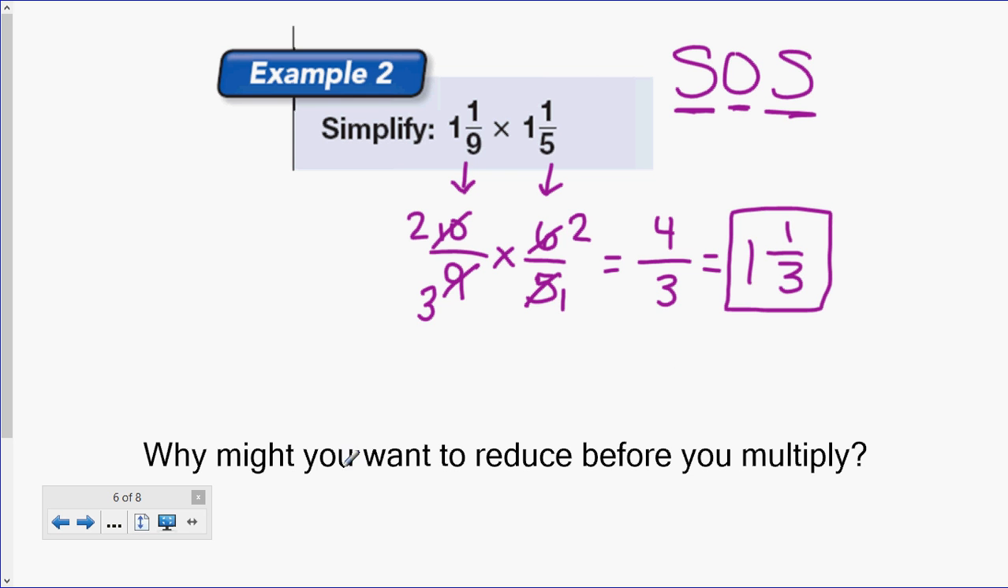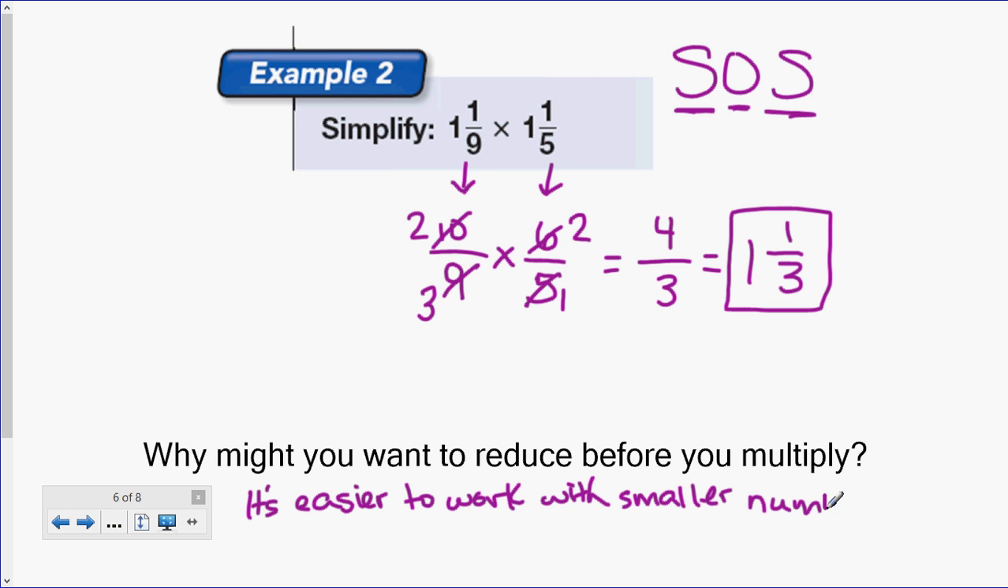Now it says here, officially, why might you want to reduce before you multiply? You can put whatever answer you feel is best. Now, in my opinion, I think it's easier to work with smaller numbers when reducing than to work with bigger numbers. So I'm going to write that just quickly. It's easier, and you can write what you want to say, but it's easier to work with smaller numbers. There's less risk of making an error, reducing 6/9, for example, than reducing 12 over 72.